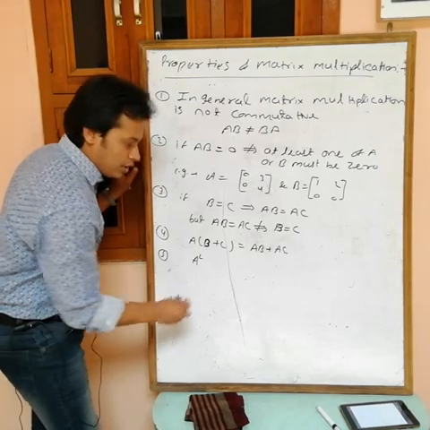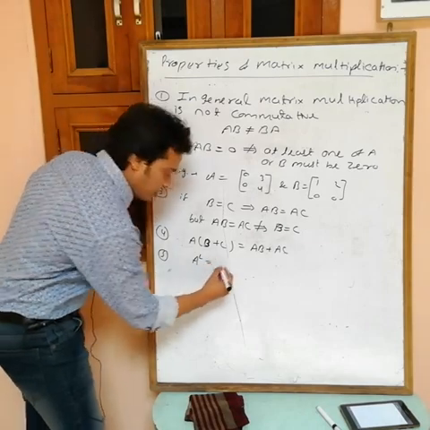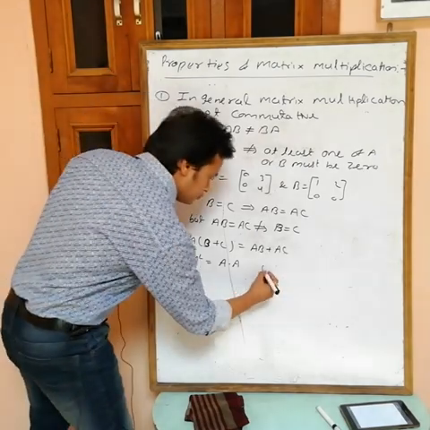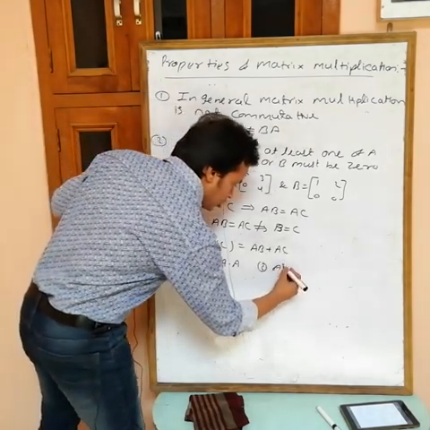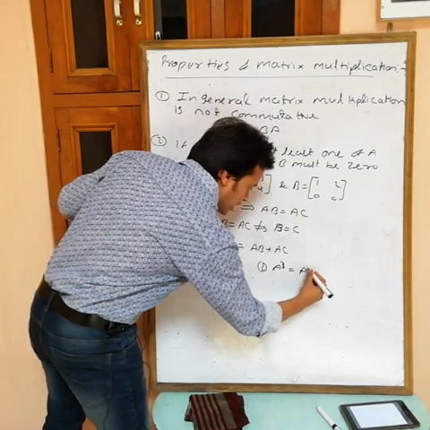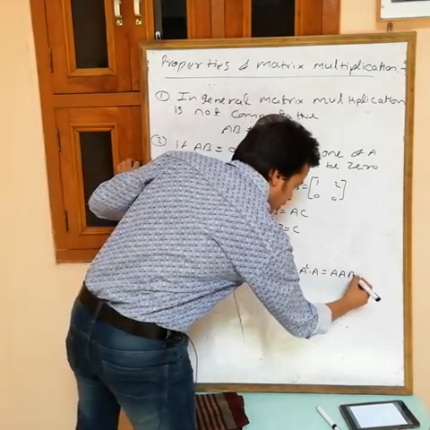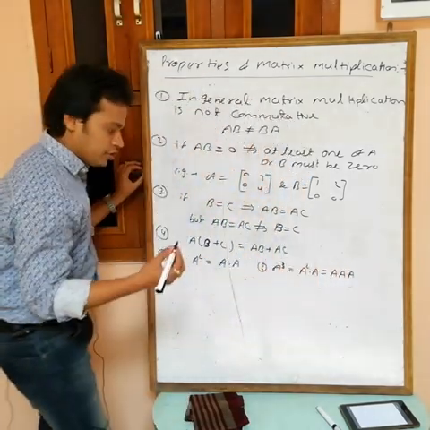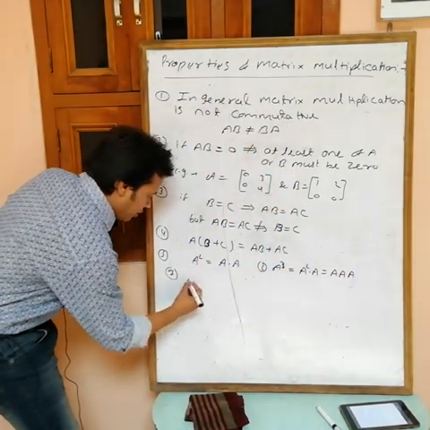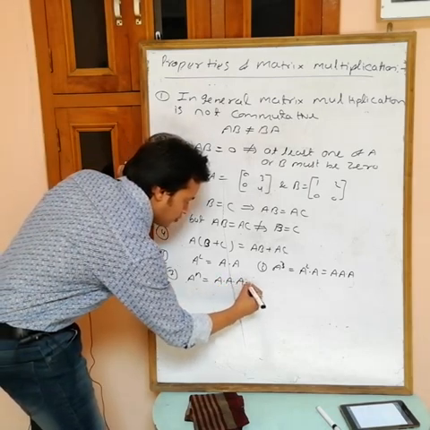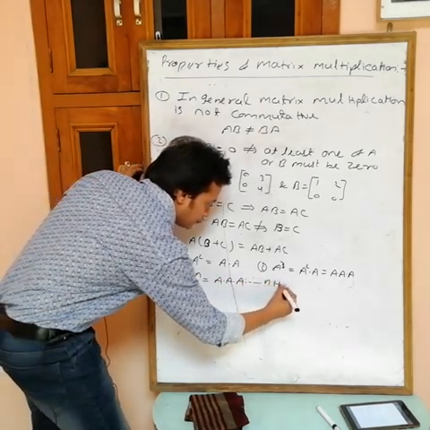Fifth one, A square. A square means A into A. A cube means A square into A, again A into A 3 times. Similarly, A power n means A into A n times.